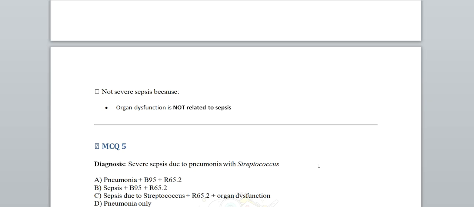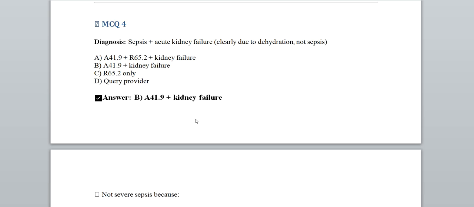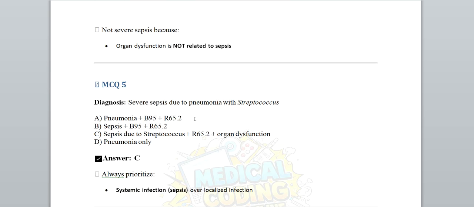So note, not severe sepsis, because the organ dysfunction is not related to sepsis. Okay. Severe sepsis due to pneumonia with streptococcus. So already they mentioned streptococcus, so the B95 code is not needed. So this is also wrong. So this is the answer: sepsis due to streptococcus, R65.2 for severe sepsis with organ dysfunction.